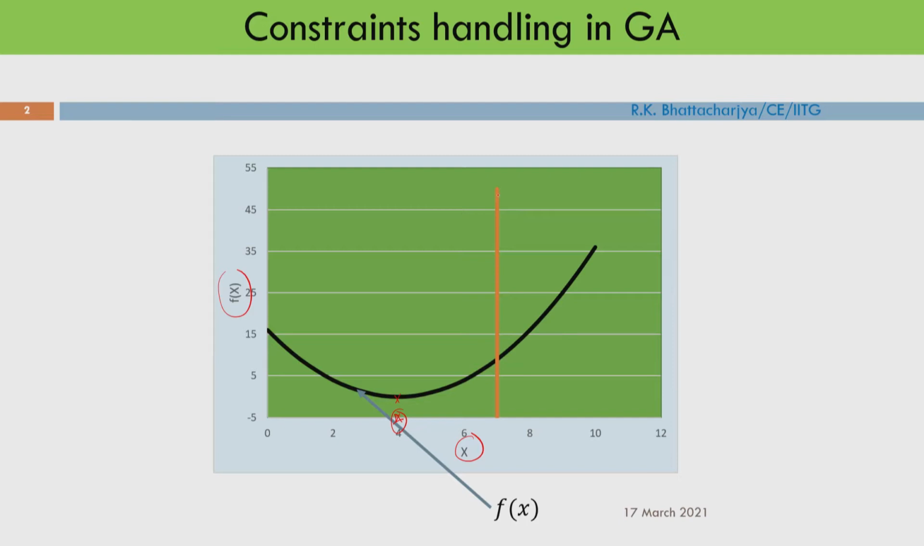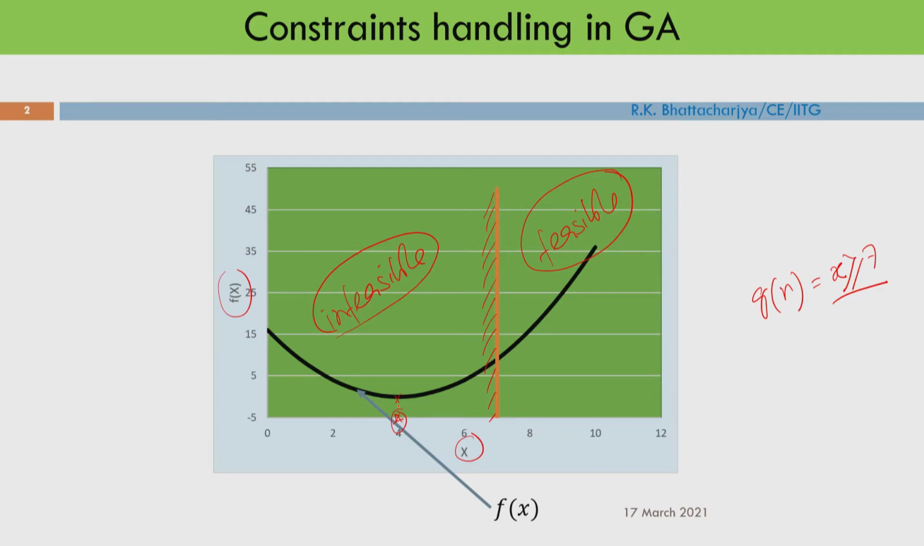Now, we have a constraint and this is the constraint. As per this constraint, any solution on this side is infeasible. Any solution in this part will be infeasible and this is the feasible part. That means the solution should be greater than 7. Suppose g(x) is x greater than or equal to 7. Therefore, any solution less than 7 is infeasible, and on the right hand side of the line x equal to 7, the solution is feasible.